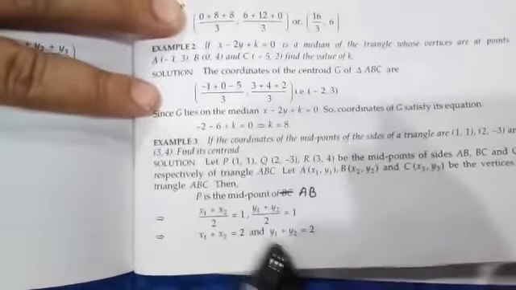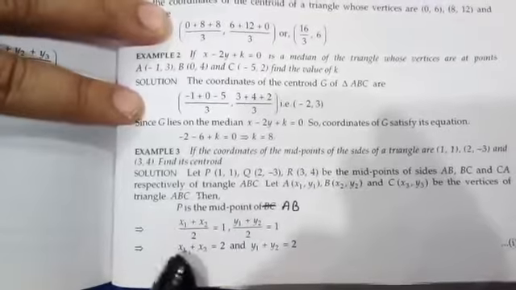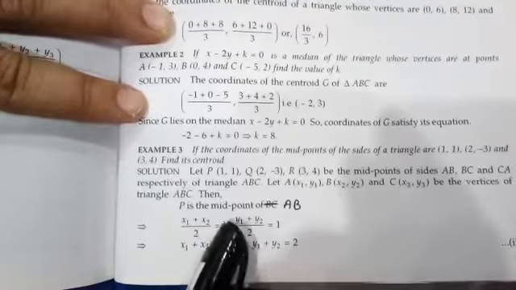That's what you can see here. P is the midpoint of AB and we have these results using the midpoint formula. And on cross multiplying we get x1 plus x2 equals 2, y1 plus y2 equals 2.